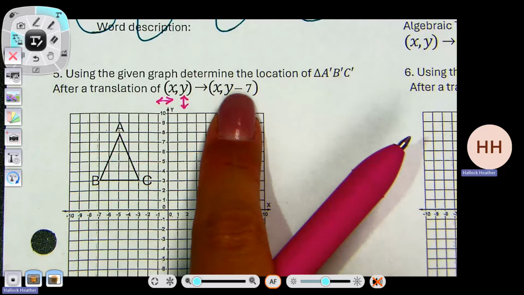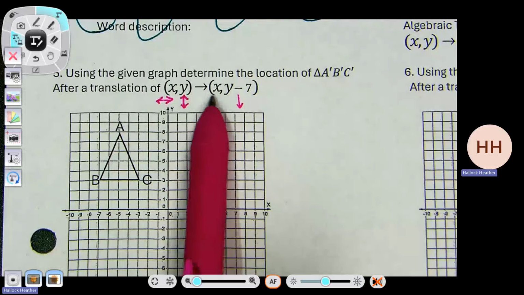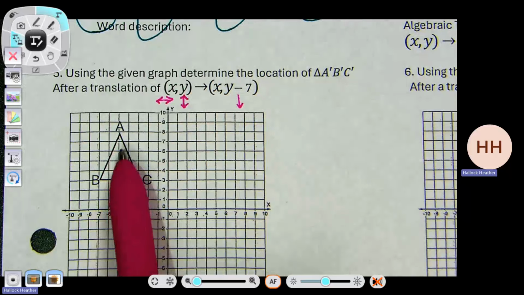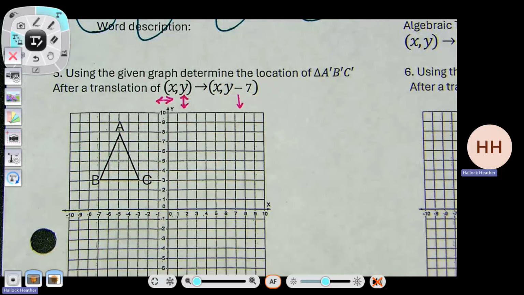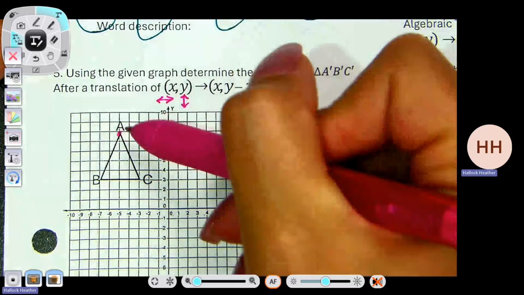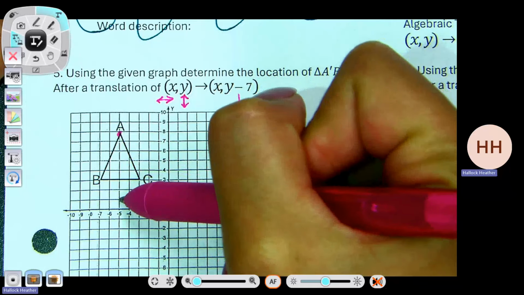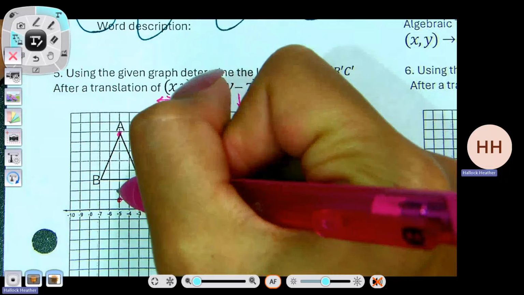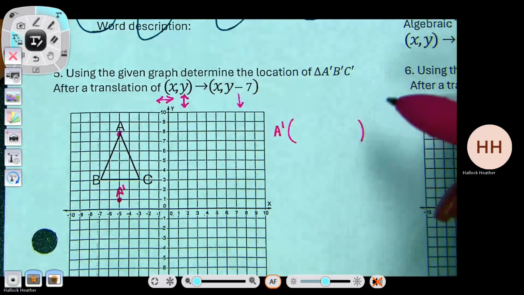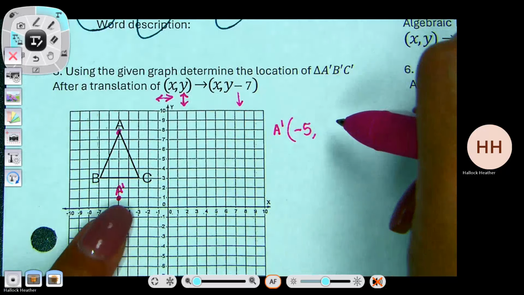So if I'm doing -7, that means I just have to go down 7. So I'm not going left or right anything. I'm not going side to side anything because there's nothing here. I'm just going to go down 7. So I'm going to take each coordinate and I'm just going to go down 7. So A starts here. I'm moving down 7. So 1, 2, 3, 4, 5, 6, 7. So A prime is here. So we're going to write out the new A. So A prime is now at -5, 1.